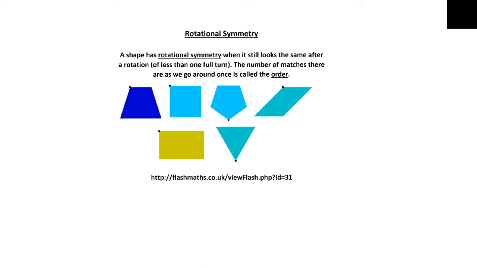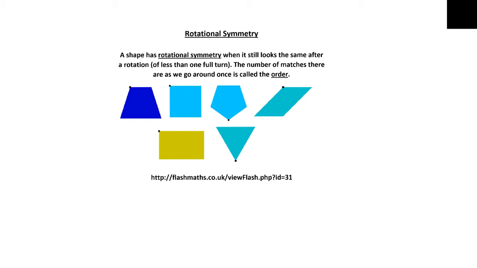Rotational symmetry varies from line symmetry in that a shape is said to have rotational symmetry when it looks the same after it's been rotated or turned less than a full turn and it matches over itself. The number of times that the shape matches over itself while you're doing the full rotation is called the order. I'm not able to rotate these shapes here, but if you look at the link below, you can see some examples of shapes rotating.